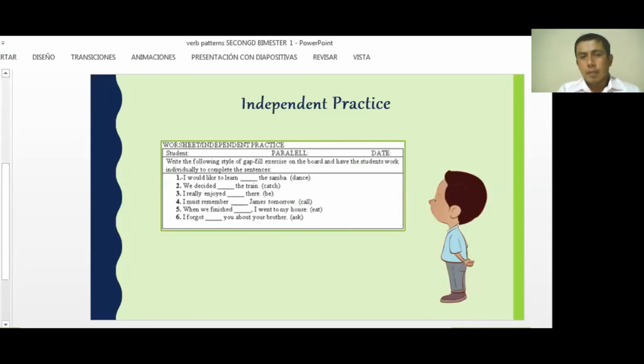For independent practice as homework to improve students' understanding, students have to complete the exercise of sentences with blank spaces. Students have to write the correct form of the verb in a worksheet. For the next class, they should compare their answers with a partner.